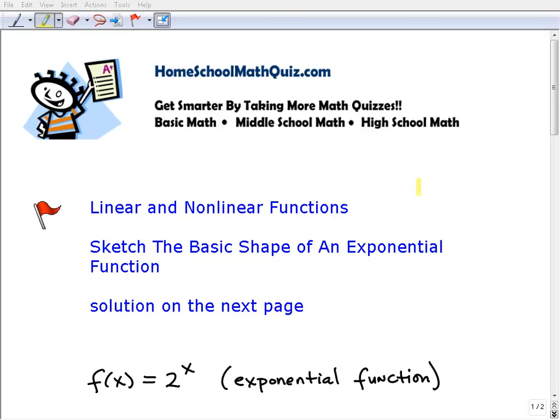Okay, let's go ahead and take a look at our quiz here. So we're basically asked to sketch the basic shape of this exponential function.